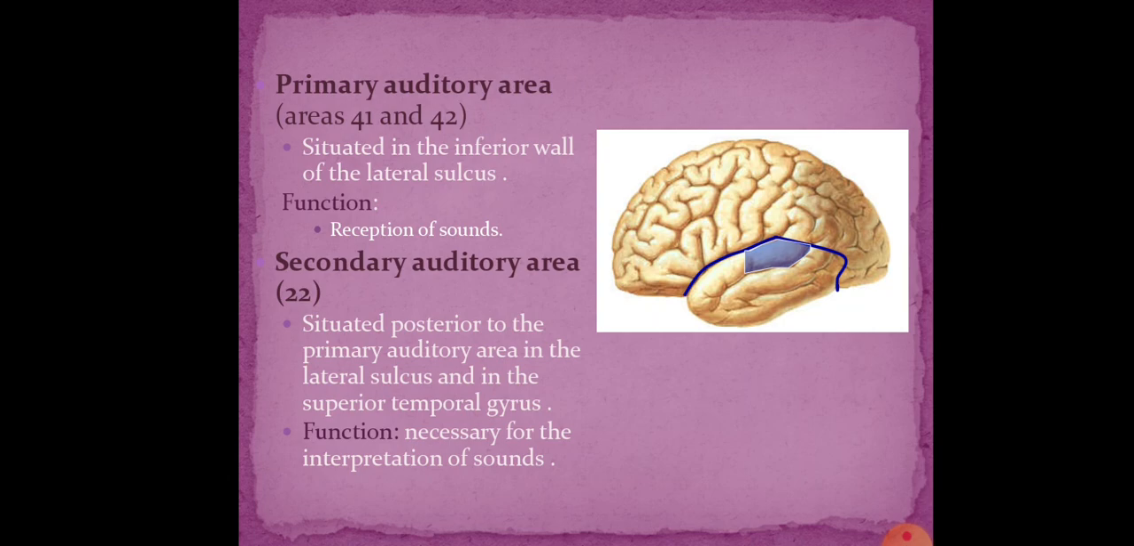From its name, this area for hearing. So, what are the differences between the primary and secondary? The primary auditory area just responsible for reception of the sound. So, the hearing pathway terminates here. And the secondary auditory area interprets the sound. بترجم لي أنا سمعت شنو.